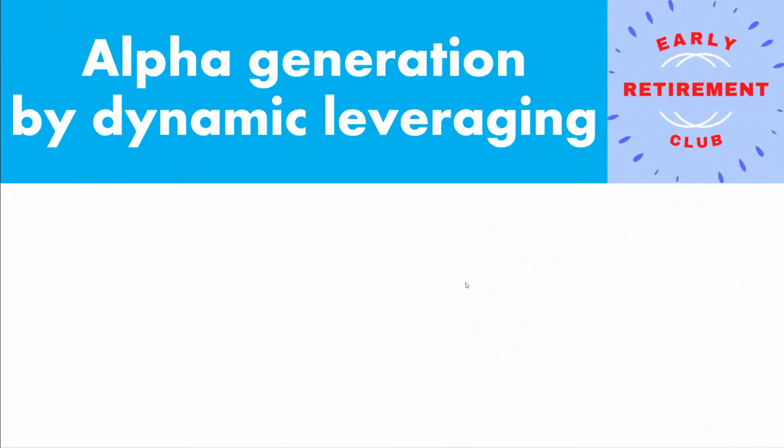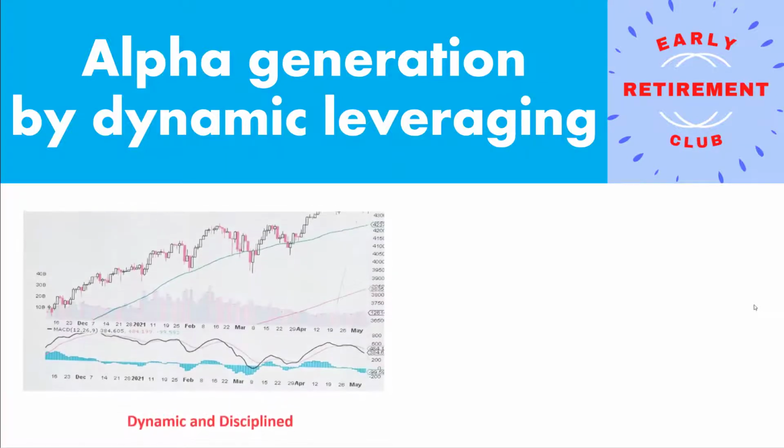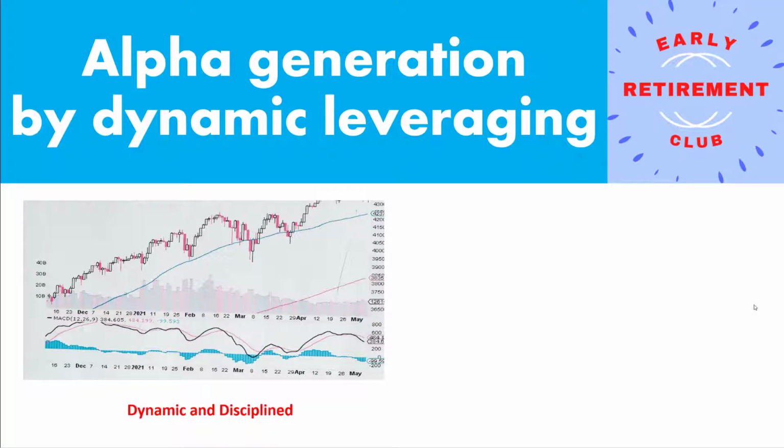This is Lucas again. In this video, I will show you a way to use leverage to generate extra return, or alpha, to beat the market and make extra money. The key of this method are twofold. First, the leverage is adjusted dynamically. That is, we will apply different levels of leverage under different market conditions to maximize our return.